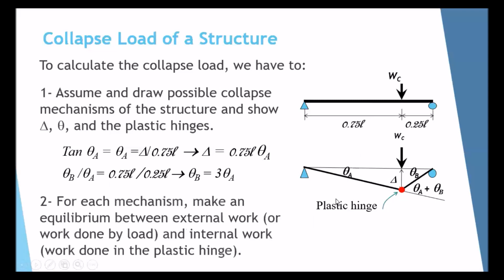So now to find the collapse load, we have to make equilibrium between the external work, or work done by the load, and the internal work in the structure, which is the work done in the plastic hinge. We have work due to the load. As you know, the work equals load times displacement, or equals moment times rotation. So the external work equals the external load W times delta. And at the plastic hinge we have a value of moment called M plastic. So it will be M plastic times the rotations at the plastic hinge, not any other rotation, only rotations at the plastic hinge. Let's do this.